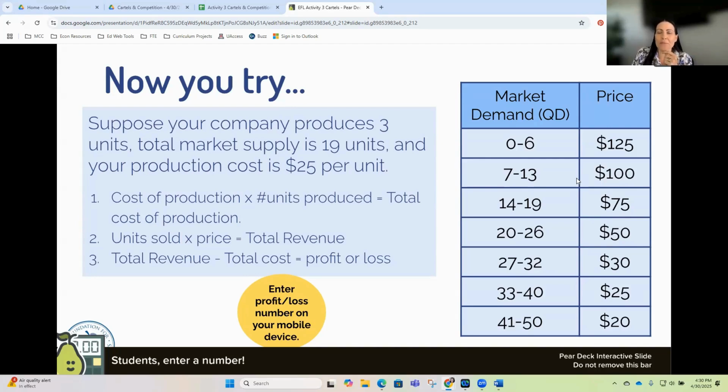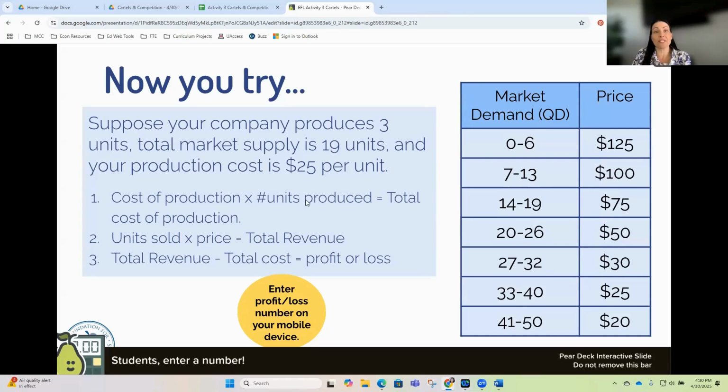So 3 at $75, and your cost of production was $25. How much profit are you making on each one? On one, you're making a profit of $50, which is probably where all those 50s came from, but you made 3. So what's your total profit? It would be $150.